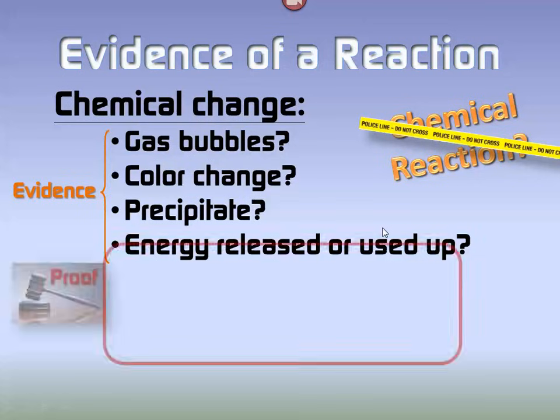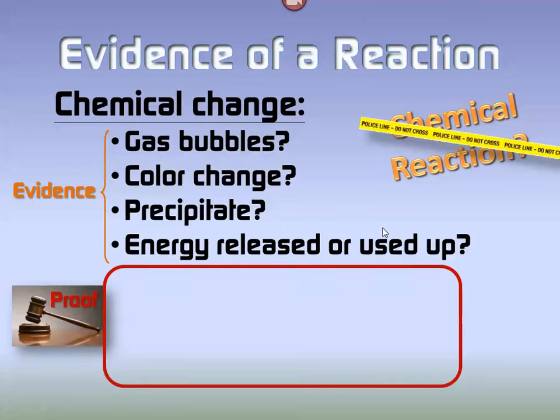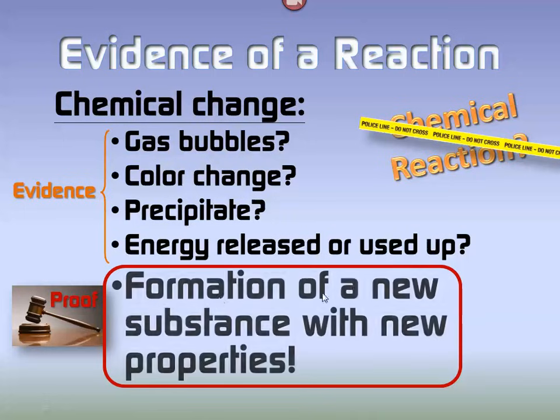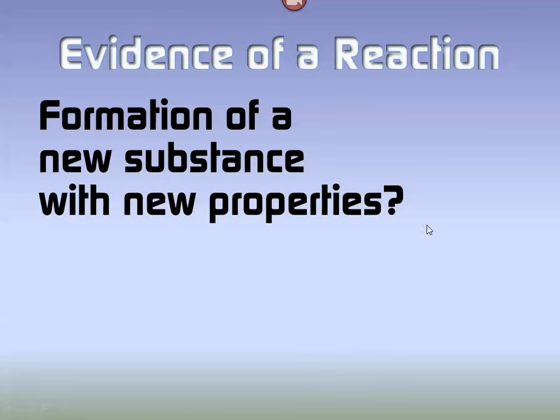But the real proof, if you really want to have proof of a chemical reaction, in other words, a sure sign of a chemical reaction, you've got to look for this: formation of a new substance with new properties. In other words, you've got to make something new, some new compounds out of the atoms that you have broken apart and rearranged into something new, and it has new properties. So let's take a look at some examples of what this might be.